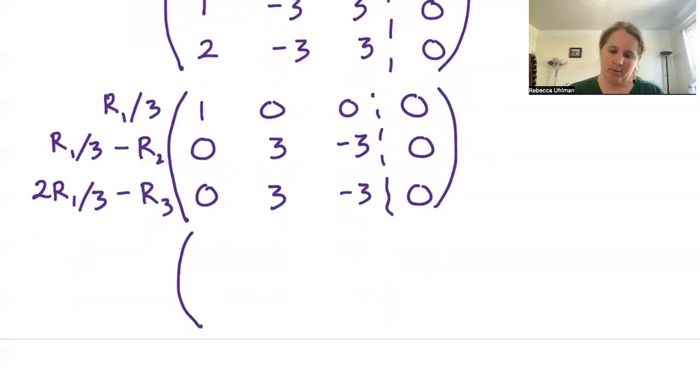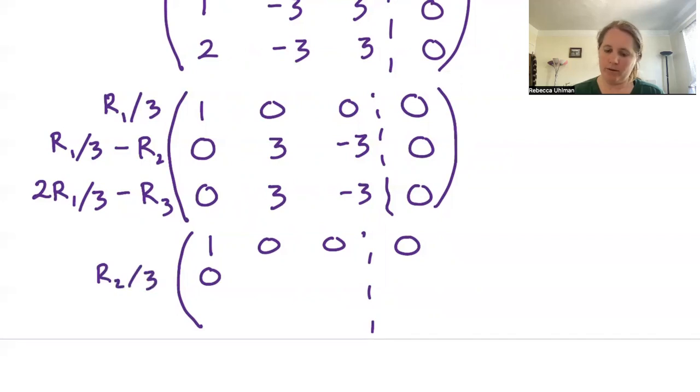If we finish this up, we have 1, 0, 0, 0. Our second row, let's go ahead and do row 2 divided by 3. That will give us 0, 1, -1, 0. And then if we just do row 2 minus row 3 for our last row, that will give us all zeros.